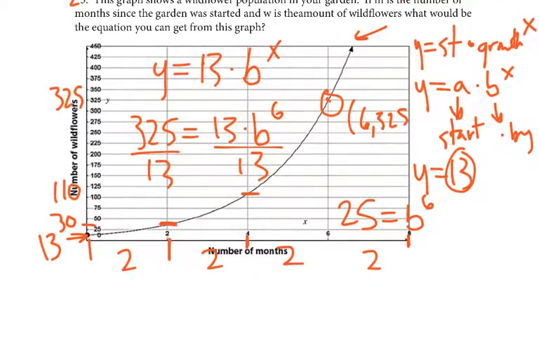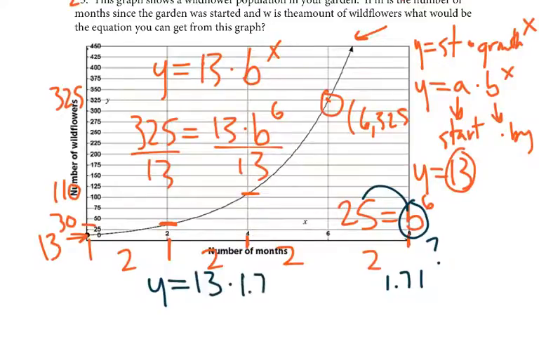Normally, on the test you'll have multiple choice, so it'll be a lot easier to do. But what we would have to do is say what number times itself 6 times would equal 25, which ends up being like 1.71. Okay, I went and did that. So our equation would be y equals 13 times 1.71 to the x. Tough for you guys to come up with, yeah, I know. Kind of screwed up on this question, didn't I?